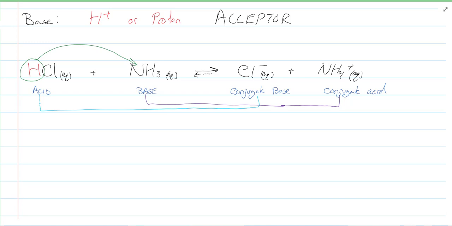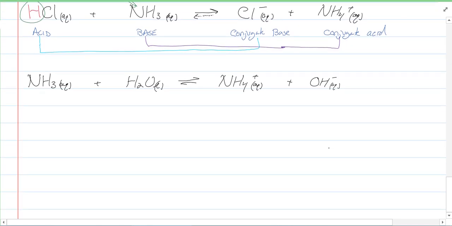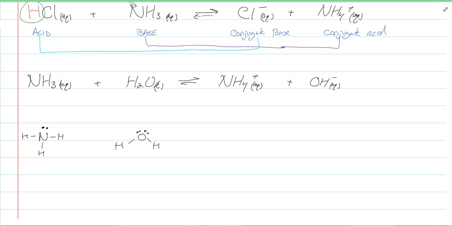Ammonia. Let's do ammonia and water. Ammonia plus water going to ammonium and hydroxide. How did I know that? Well, here's how I know that. NH3 and H2O. So where can an H come from and where can an H go? That's the question. So what are the two options here?